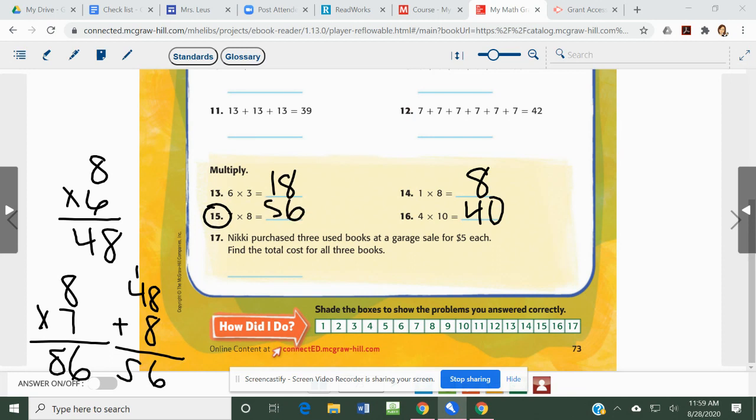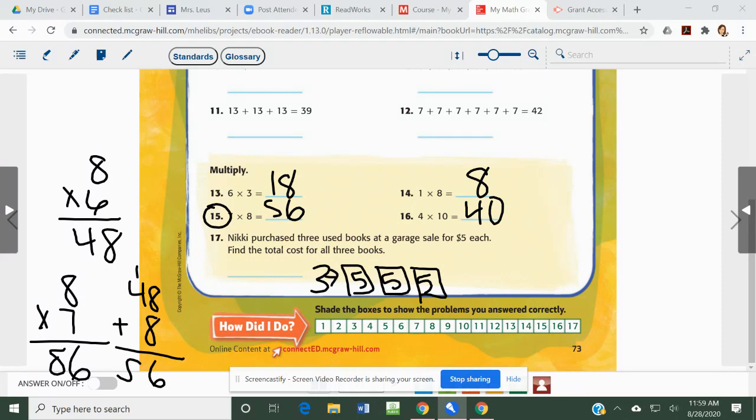All right, last part. Nikki purchased 3 used books. So I'm going to write that, 3 used books. I also like to draw pictures. I have 3 books at a garage sale. Each of them were $5. Find the total cost of all 3.